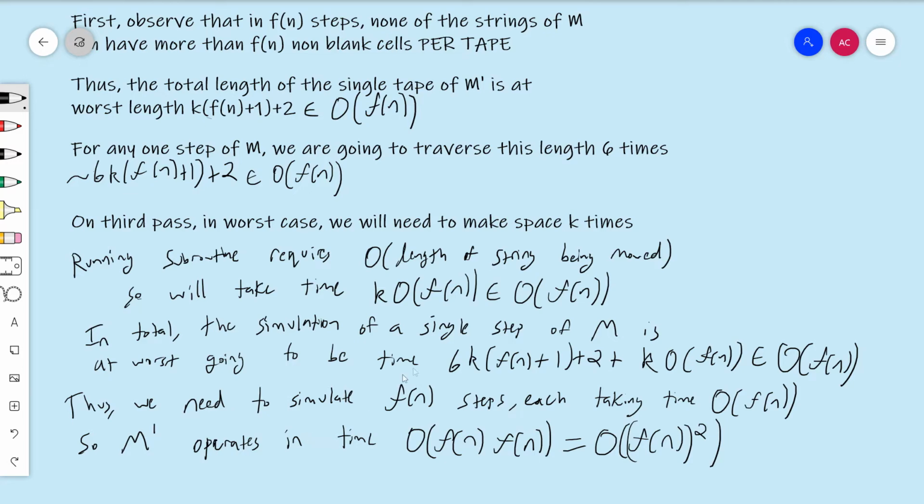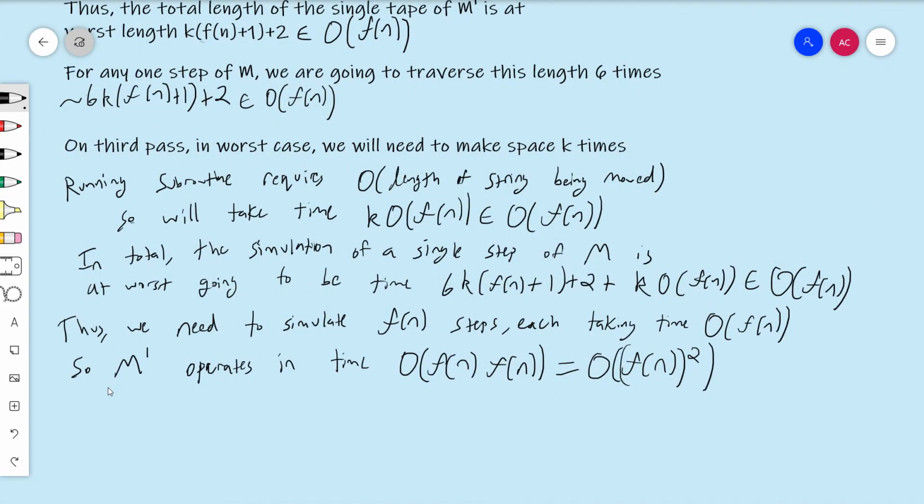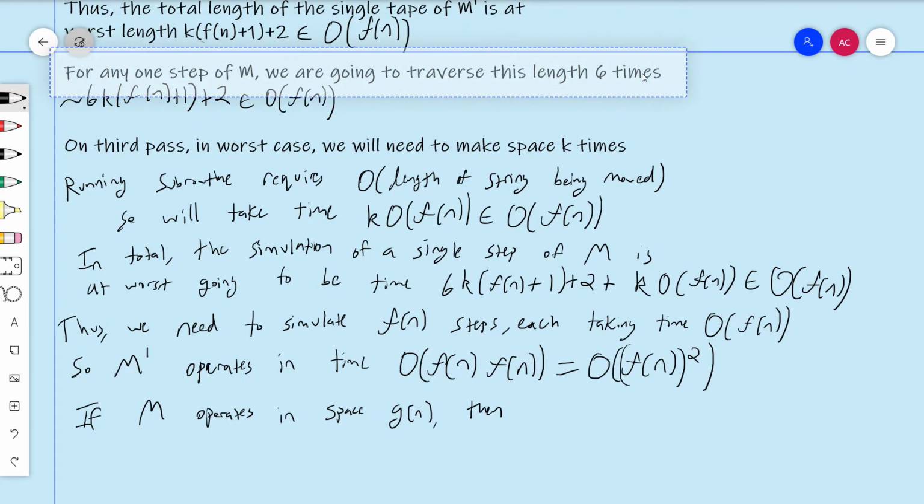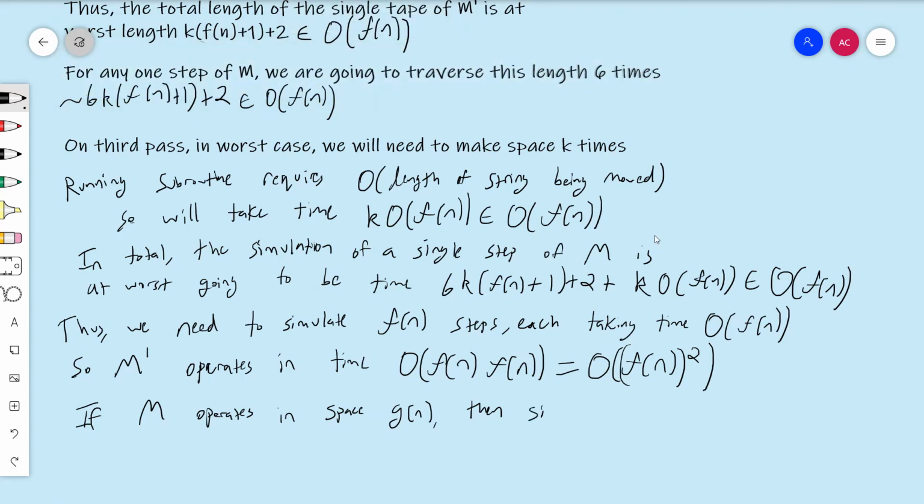One more thing before I get to that, though. Space complexity. Again, if M operates in space G of n, then by this, because of the fact, since time f of n is a subset of space G of n, remember that's what I said above. Oops, that's a capital G, that shouldn't be the case.